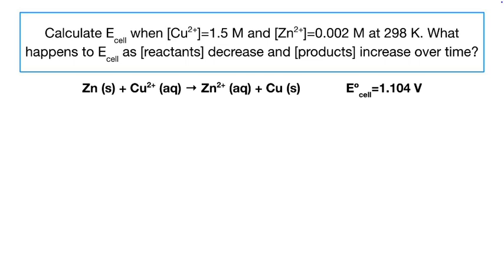Okay? So calculate your cell potential when copper ion is 1.5 and your zinc ion is 0.002 molar at 298 Kelvin. What happens to the cell potential as our reactants decrease and products increase over time? If we think back to our Nernst equation, it says products over reactants. Does it say the copper plus 2 ion is a reactant or a product?